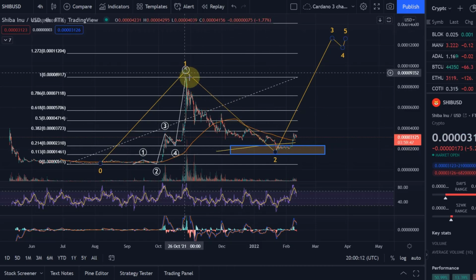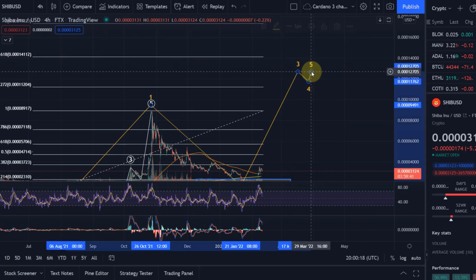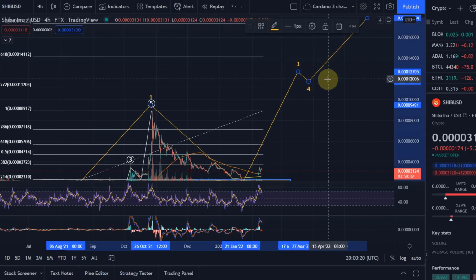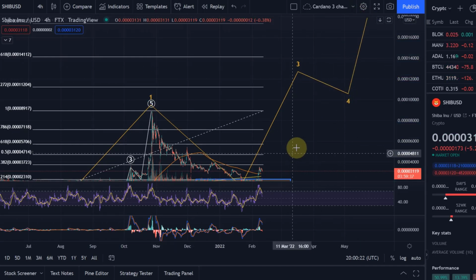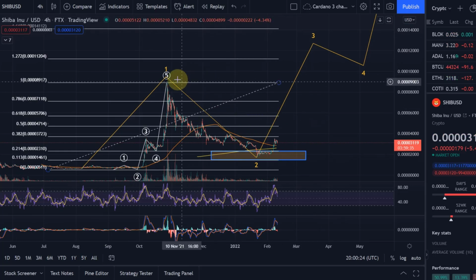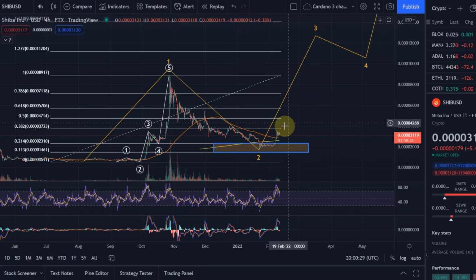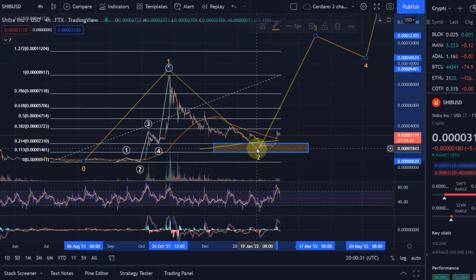It is just a correction in a higher level bull market. I don't really like these terms, bear and bull market, because a wave 2, for example, is just a correction, right? That's what it is. So you come down in your wave 2. We possibly could have seen the low now. It's a bit too early to say that, to confirm that.